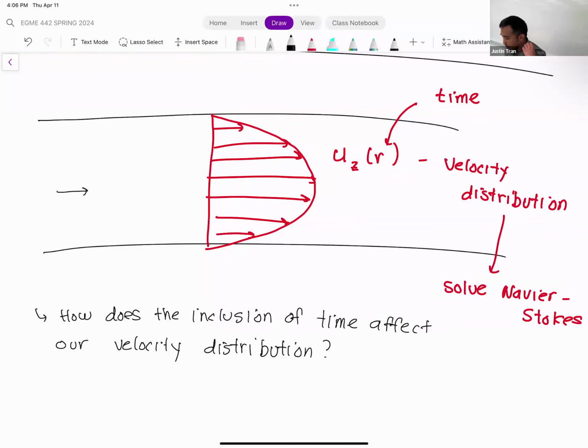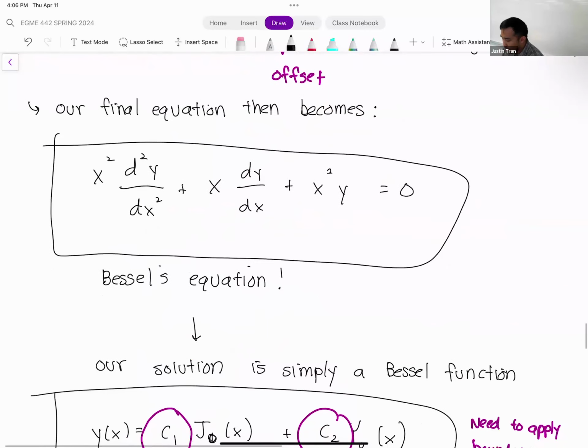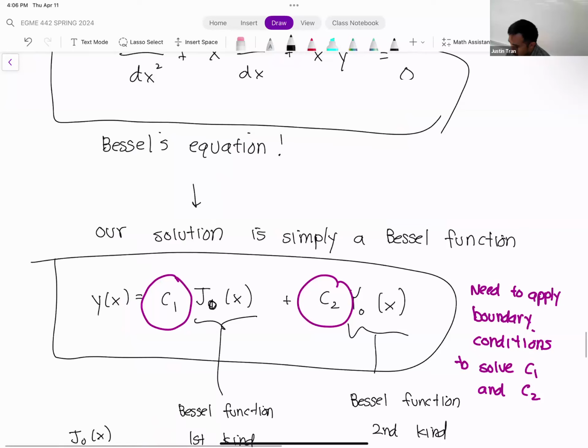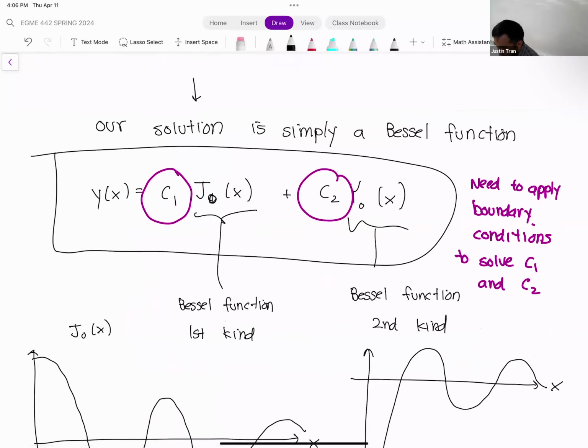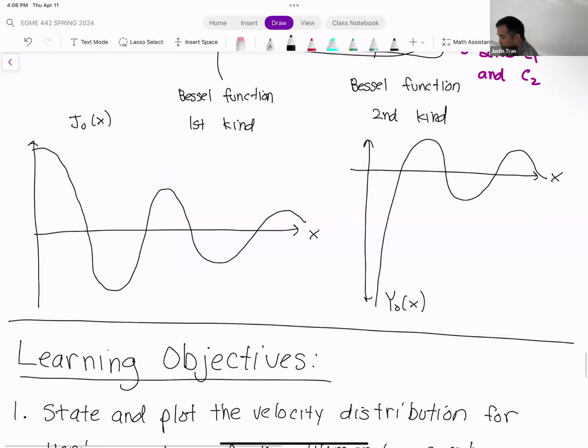So what we spent the majority of last time doing is taking our Navier-Stokes and solving it with the time variable, and we ended up with this solution here, where the spatial part of our velocity distribution depends on these things called Bessel functions. So Bessel function of the first kind and Bessel function of the second kind, where their distributions are like this, okay?